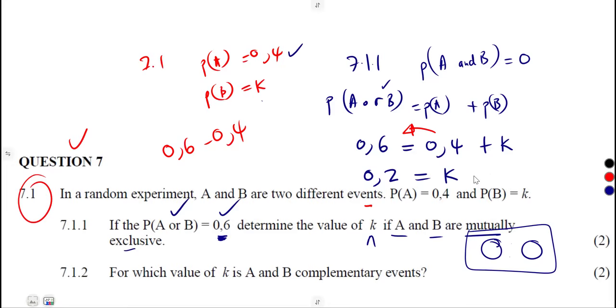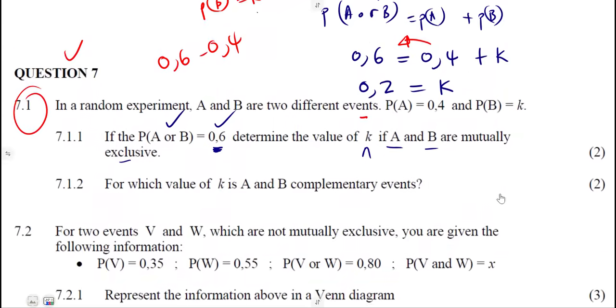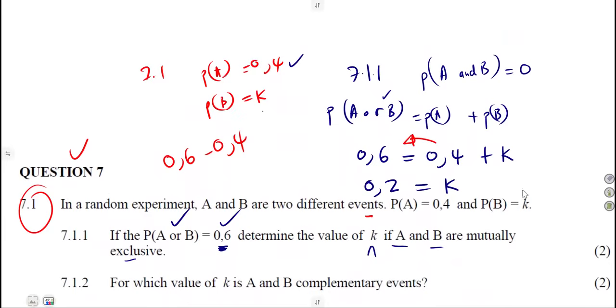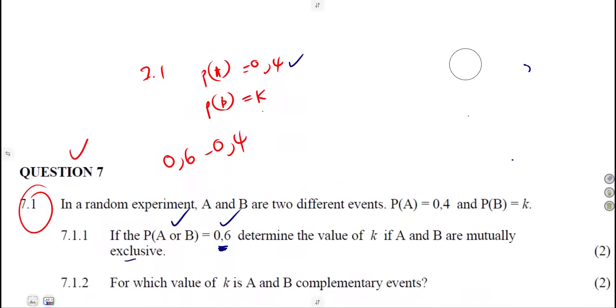All right. So that is the condition that you just needed. Then on another condition, they are asking for the value of K for which A and B are complementary events. If two events are complementary, what does it mean?